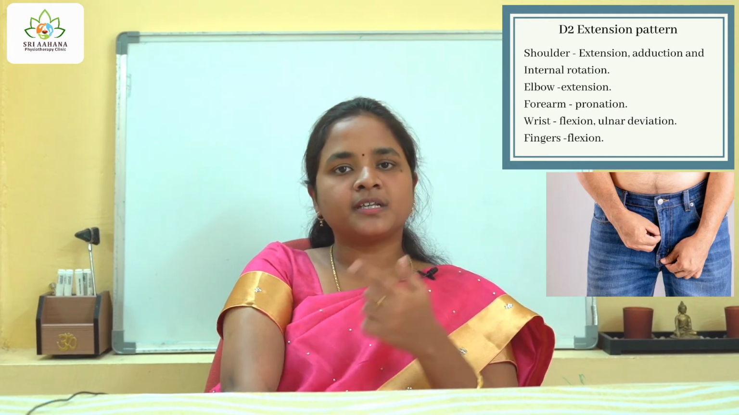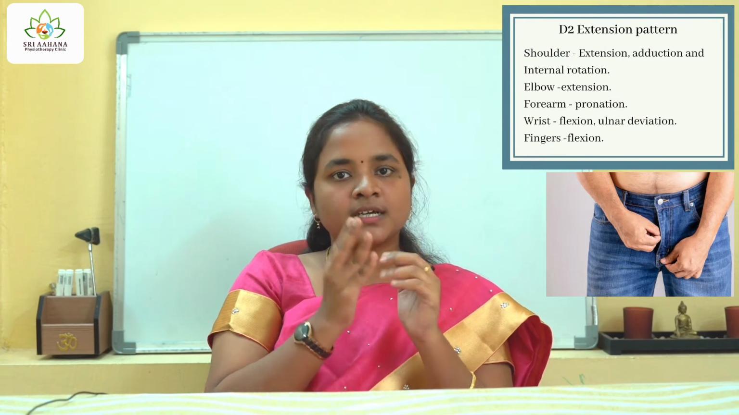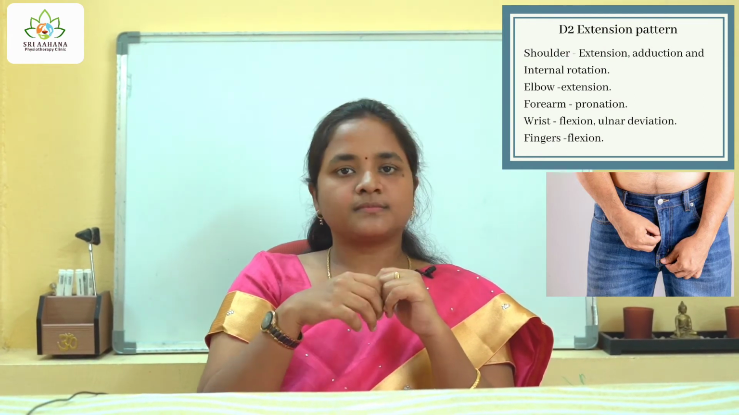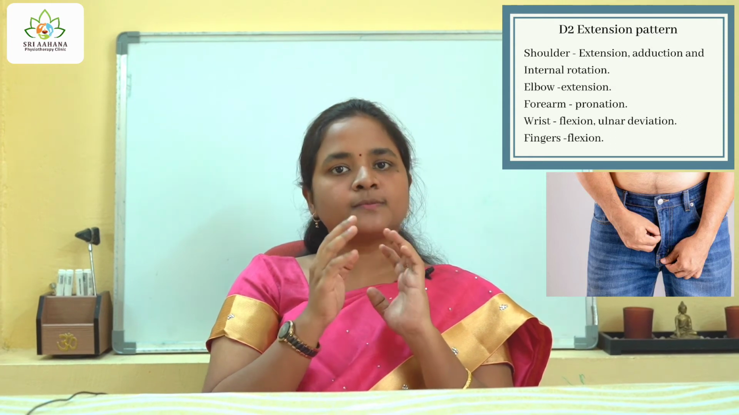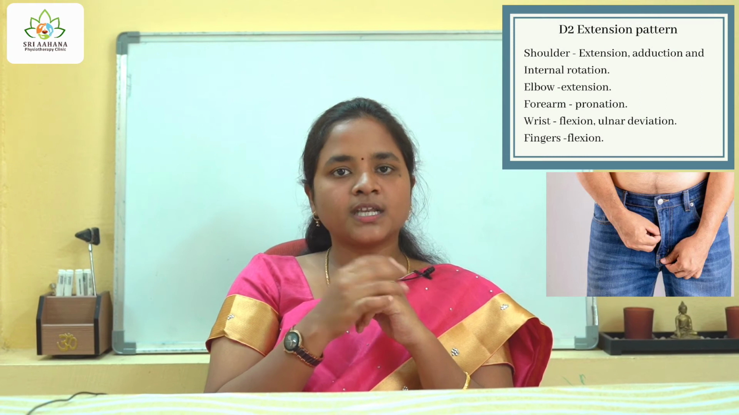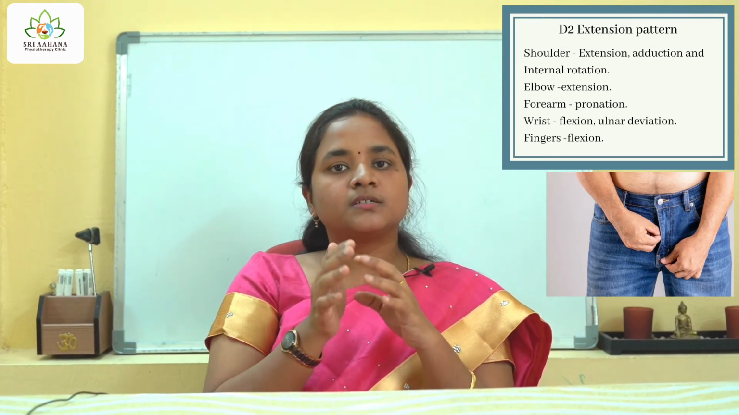At the elbow level, it will be the extension. So when these things are in extension, it is going to be the pronation that happens in the forearm. And at the wrist level, it will be your wrist flexion and ulnar deviation. And at the finger level, it will be the flexion that is required to unzip the pant. So this example is a required movement for doing functional activities when we train the patient.